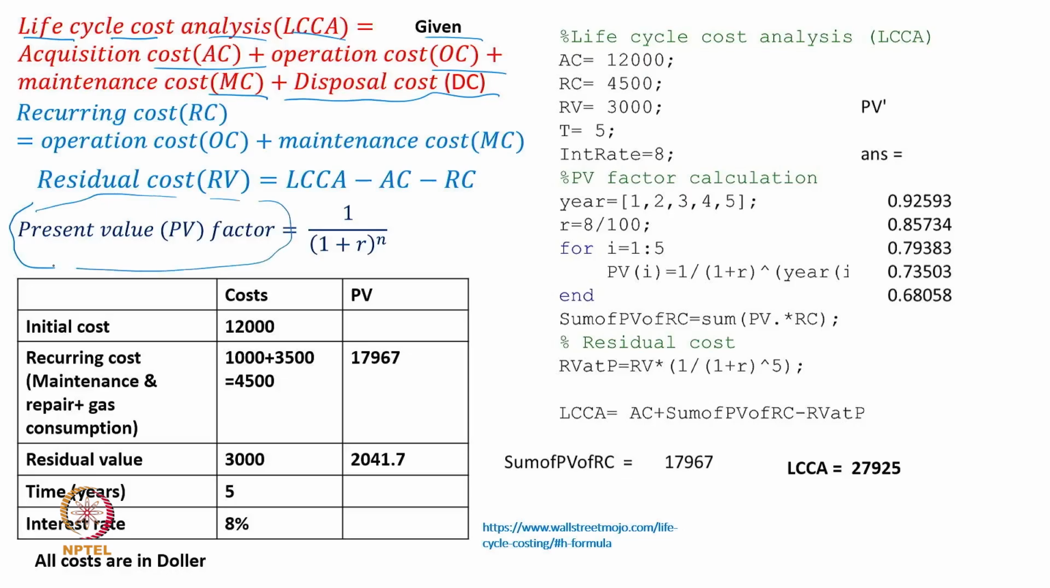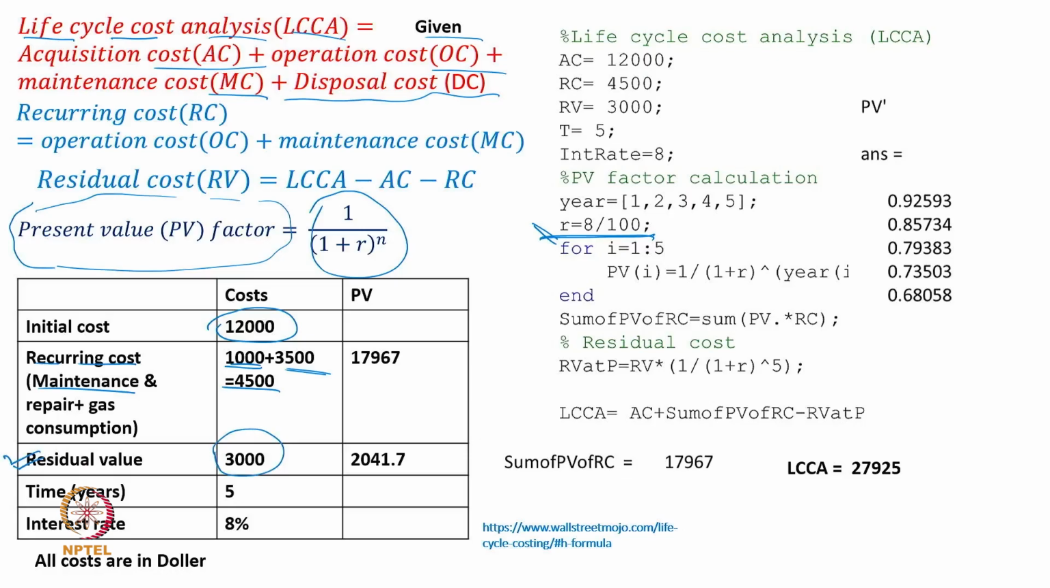Now, coming to the cost side, if we are keeping all the costs in present value, then we need to think about inflation, or maybe the rate of interest, around 8%. So, in this case R will be 0.08. The initial cost is, suppose, 12,000, it can be rupees or dollars. The recurring cost for maintenance, repair and gas consumption is around 1000 for maintenance and 3500 for gas, so 4500. Finally, the discarding or disposal cost is 3000.